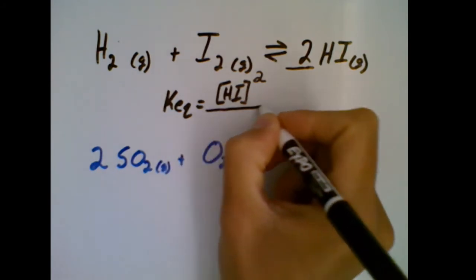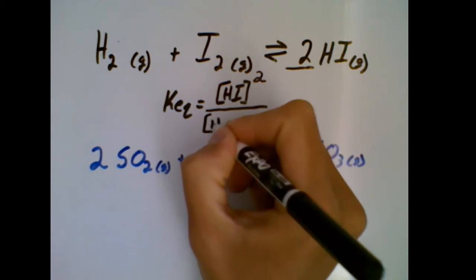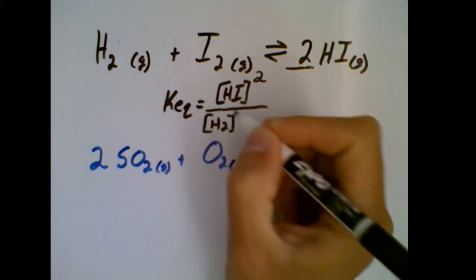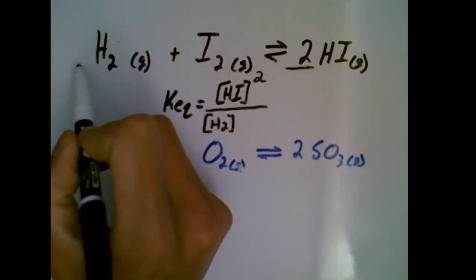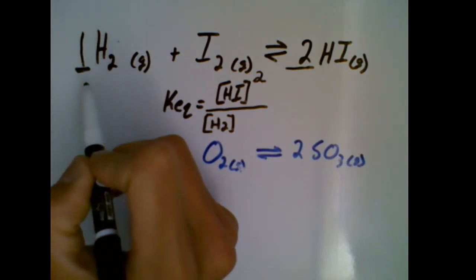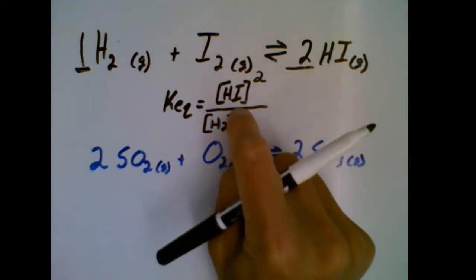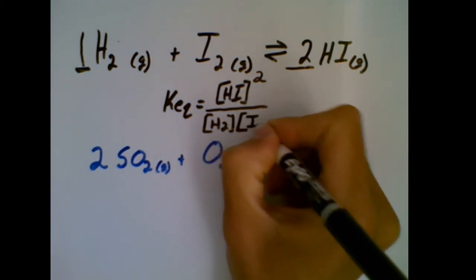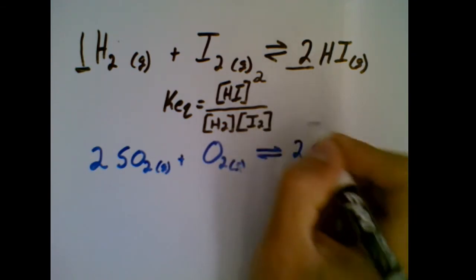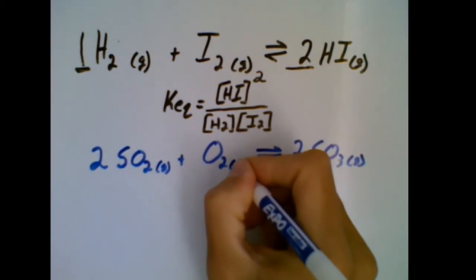Now that's going to be divided by our reactants. And remember, when we have more than one reactant, we multiply their concentrations together. The other thing is the coefficient here is actually just a 1. When we don't write any number in front, basically what we're saying is there is one of those. And so we would have a coefficient of 1 here, but anything raised to the power of 1 is just itself, so we don't have to write it. That's going to be multiplied by the other reactant, which is I2. And there we go. That is my KEQ for this chemical equation.